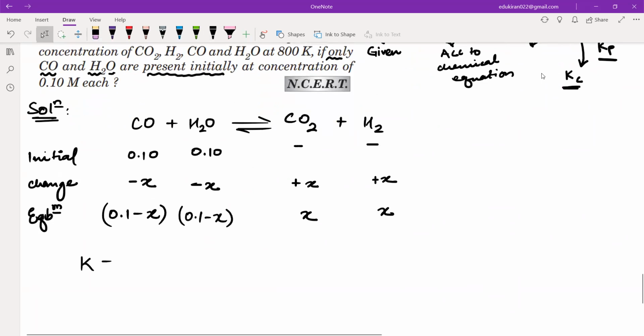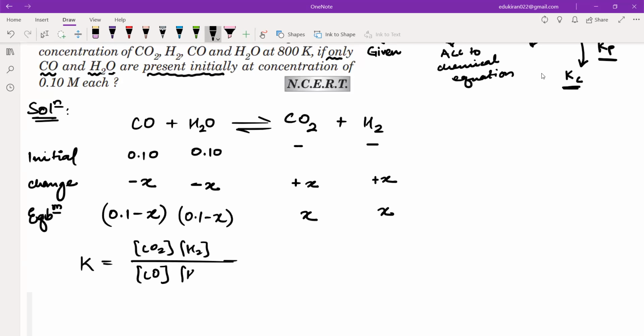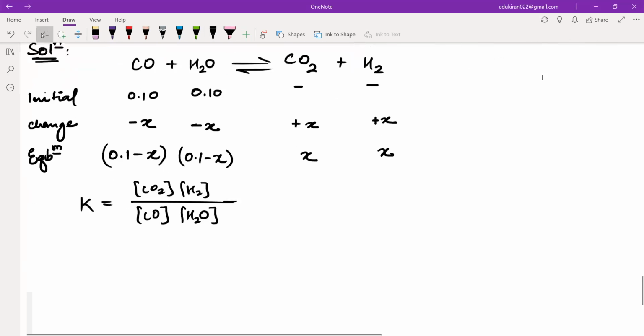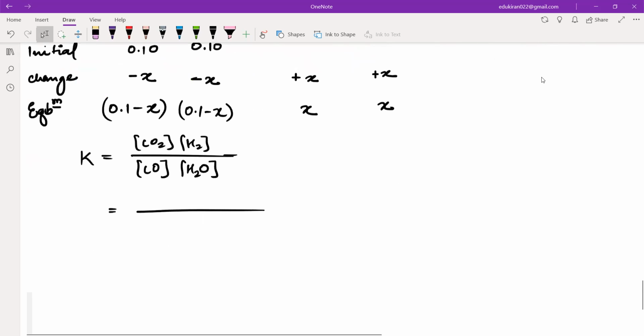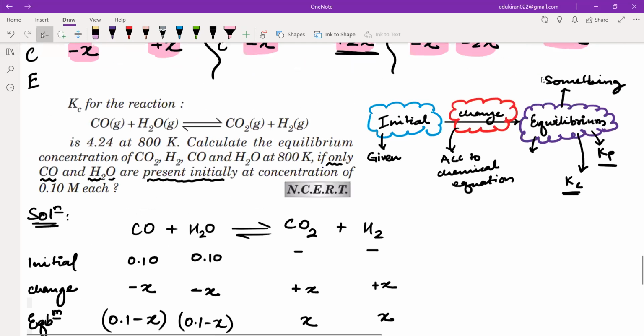So we can write the K, which is equal to the concentration of products, CO2, H2, by CO and H2O. So this will be equal to X into X, upon 0.1 minus X, 0.1 minus X. This will be equal to, and what is the K given? K they have given us is 4.24.